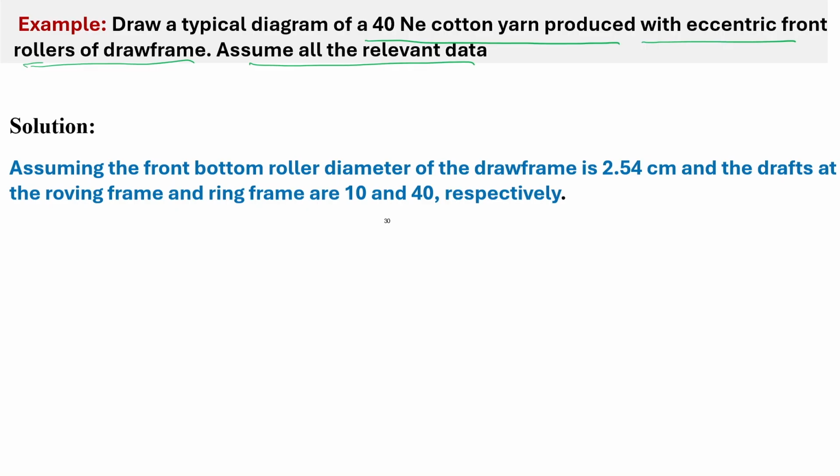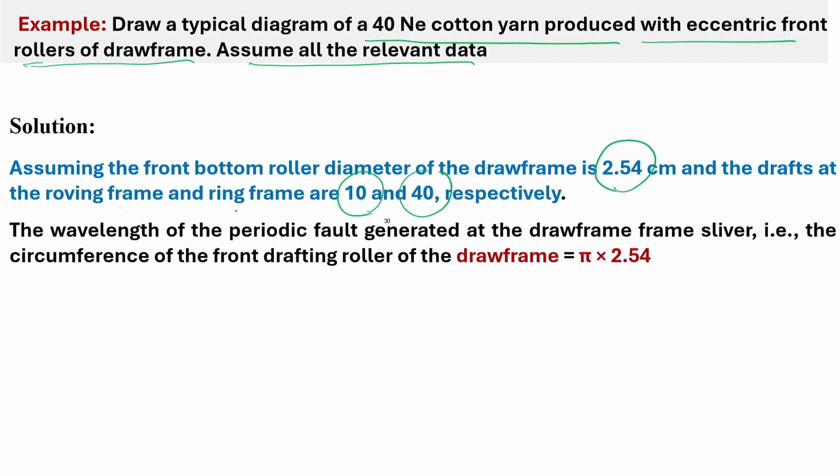Assume the front roller diameter of the draw frame is 2.54 centimeter, and the drafts at the roving frame and ring frame are 10 and 40. These are our assumptions; we can assume anything. Consider the wavelength of the periodic fault generated in the draw frame sliver because the front roller is eccentric.